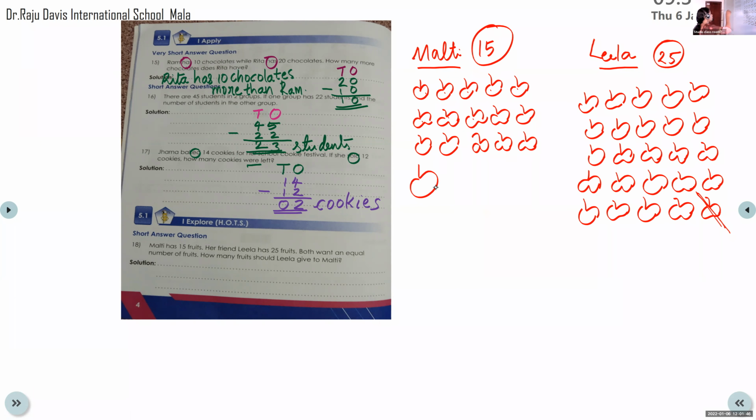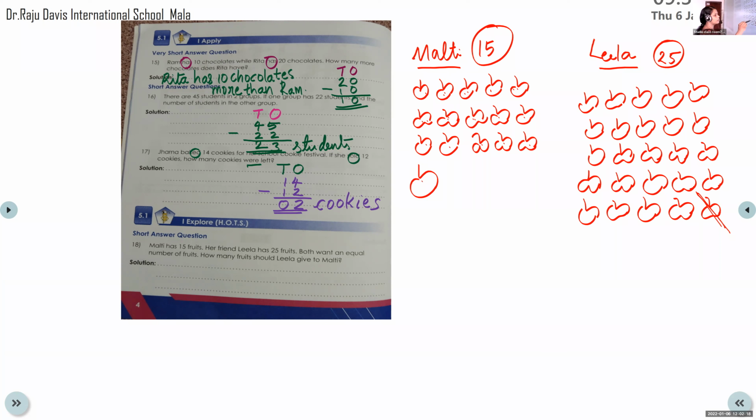Now see, what about Malati? What's the total number? 1, 2, 3, 4, 5, 6, 7, 8, 9, 10, 11, 12, 13, 14, 15, 16. Now what about Leela? Leela lost one because she gave one fruit to Malati, so it becomes 24, 25 minus 1. Is it equal? No. So Leela should give some more fruits to Malati.